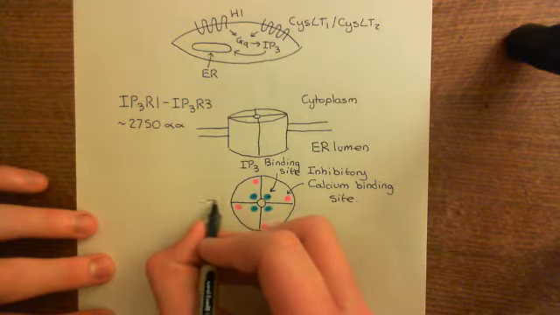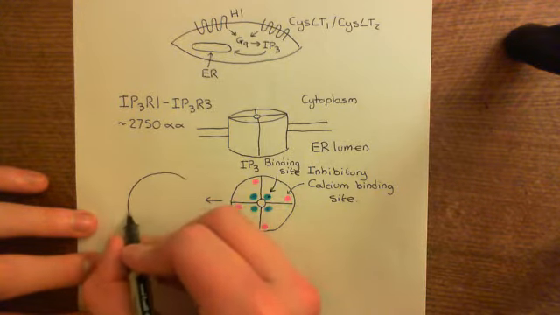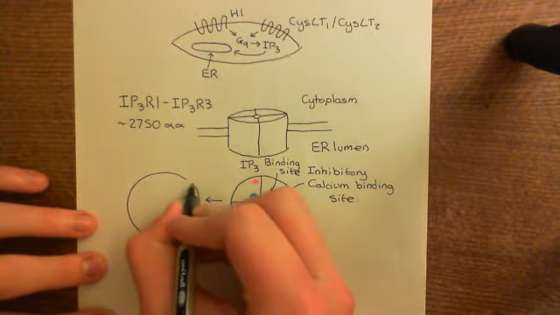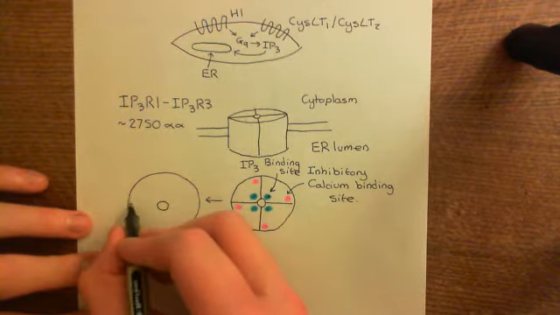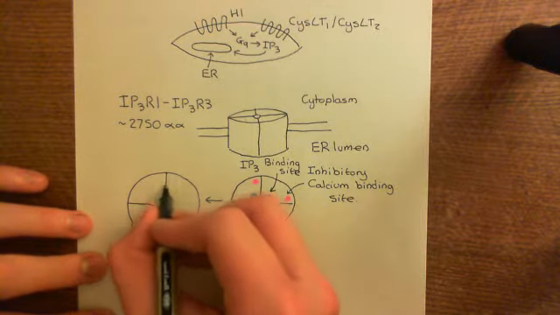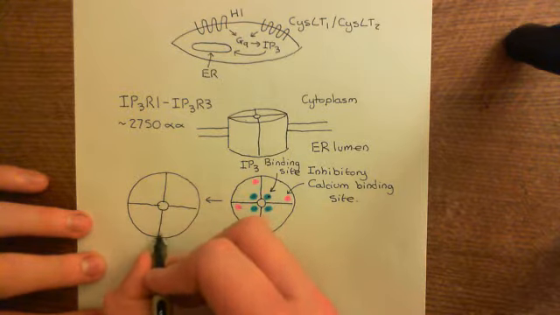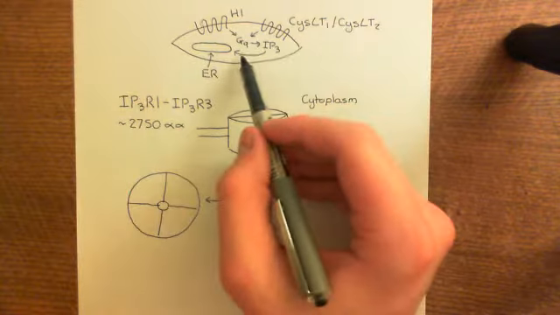What that then triggers is a change in the structure of these IP3 receptor subunits, and this is the really crucial portion to understand. You do not, repeat, you do not open the IP3 receptor. When IP3 binds, it does not cause the opening of the IP3 receptor. That's the important thing to understand. That's where this model is oversimplified.